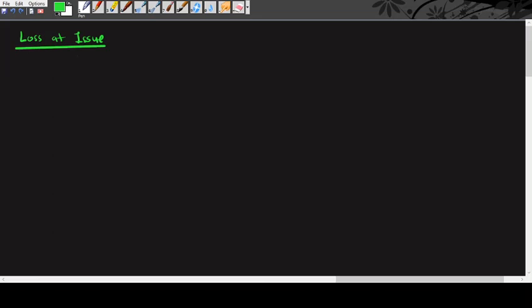Now we are going to look at the loss at issue. What does loss at issue mean? When we are talking about at issue, it means the time when the policyholder and the insurance company sign the contract, which is at time zero. Loss is from the point of view of the insurance company.